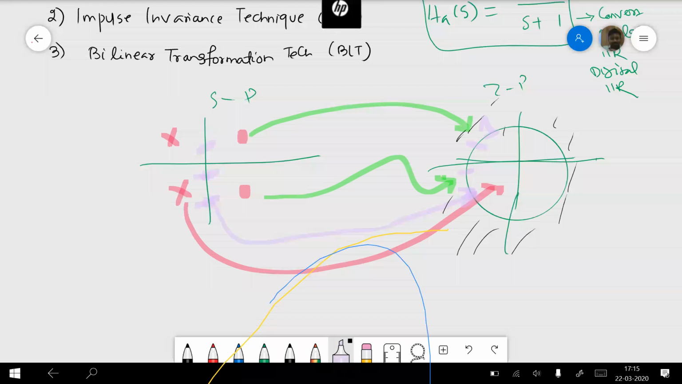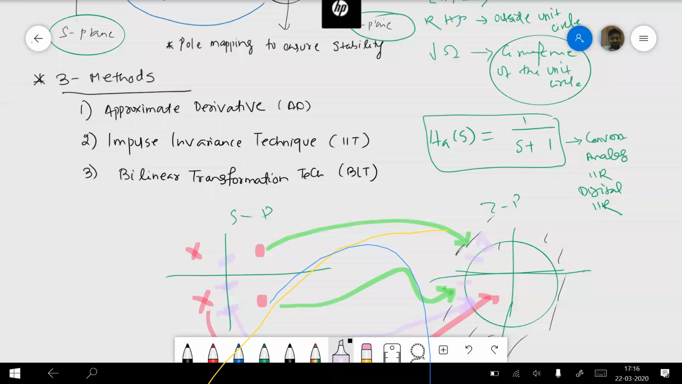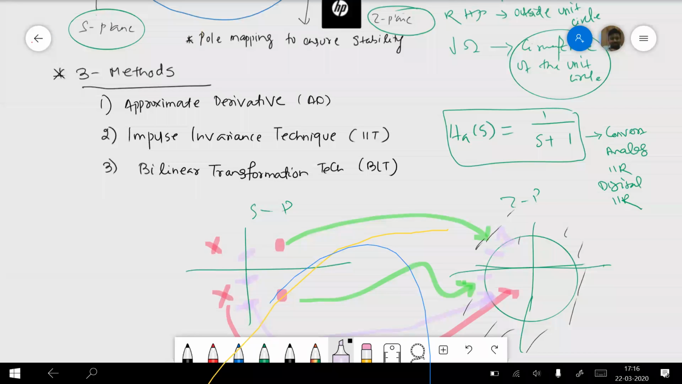Now you got it, what this mapping is? Okay, fine. Now, how to do this mapping? That is the whole part of this analog IIR filter design. So there are three methods. One is called the approximate derivative method.